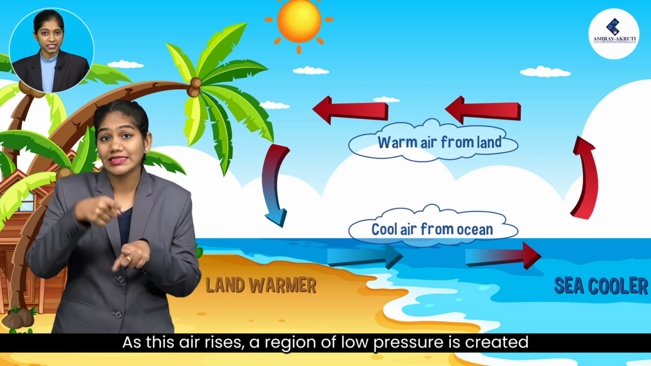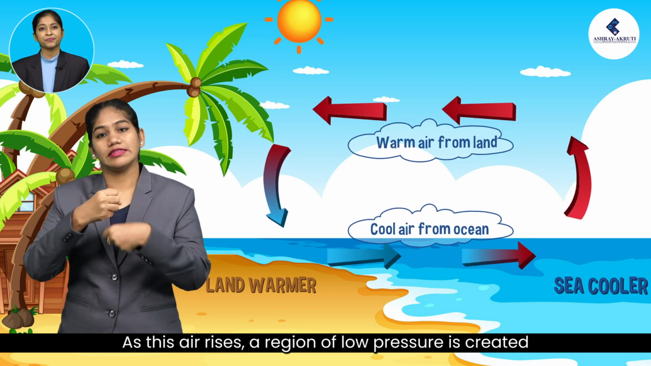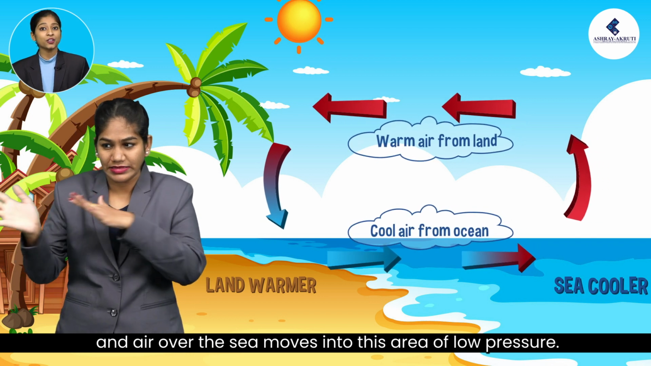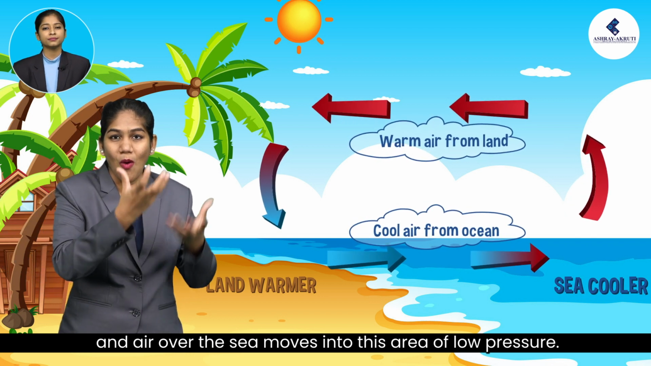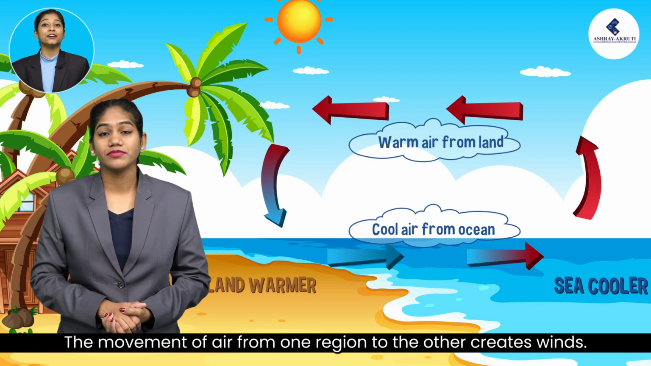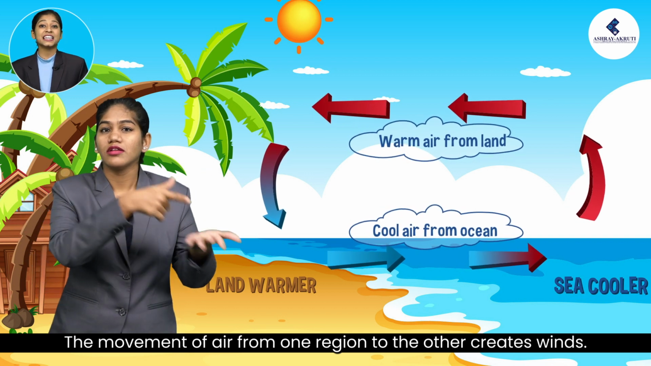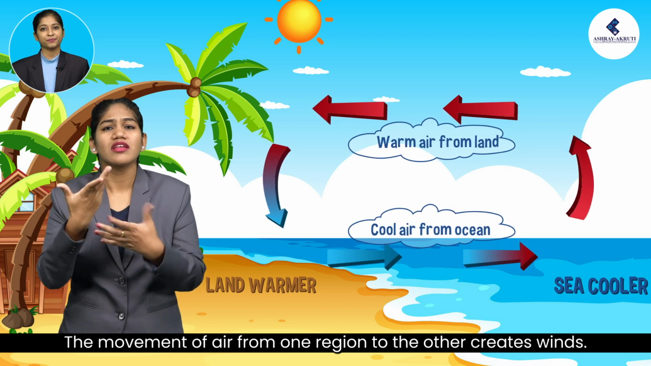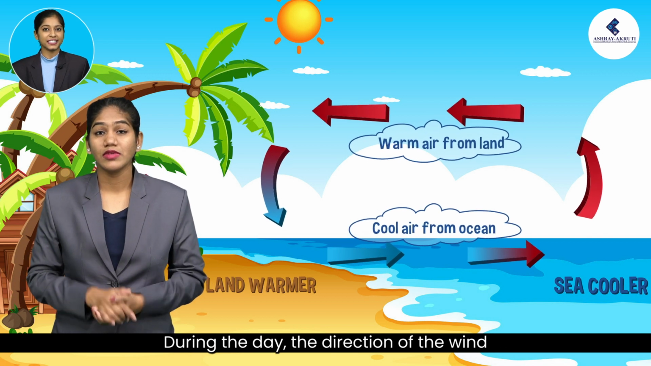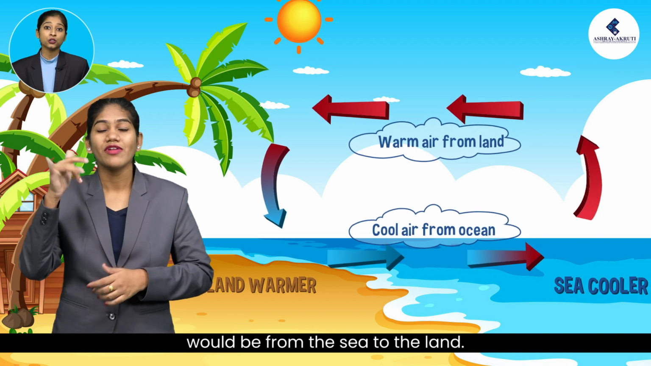As this air rises, a region of low pressure is created, and air over the sea moves into this area of low pressure. The movement of air from one region to the other creates winds. During the day, the direction of the wind would be from the sea to the land.